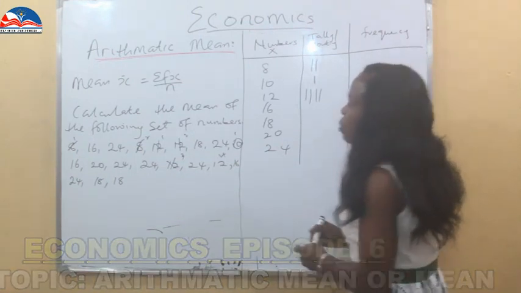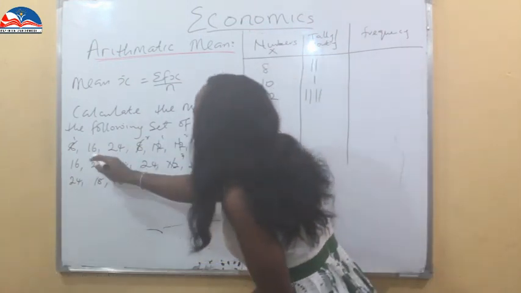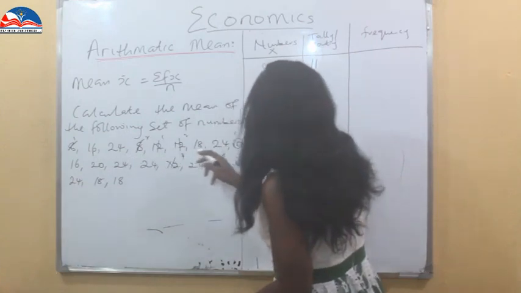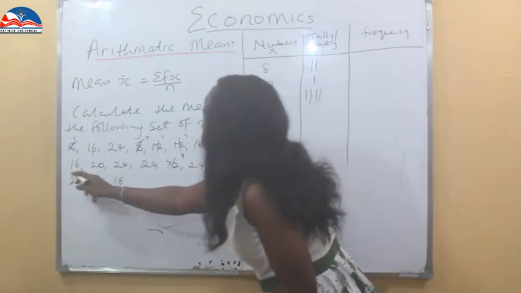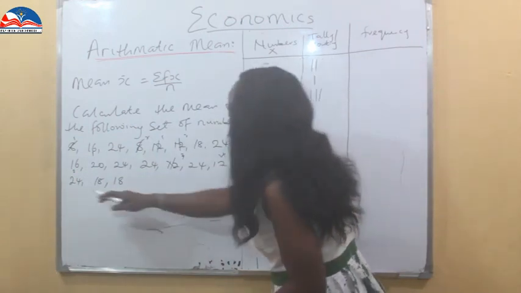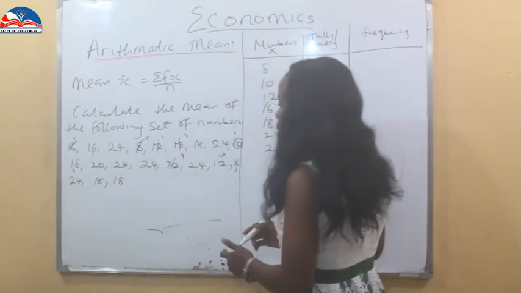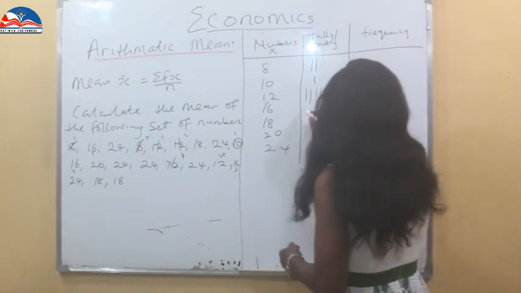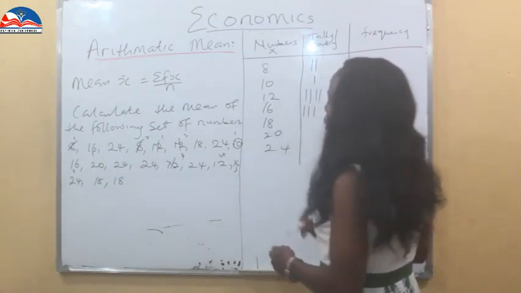Now we come to 16. How many times did 16 occur? You come here, you said 1. You look again, is there any 16? You said, okay, 2. You're looking for 16, you said 3. Okay, I have 16 to be just 3. You come here and said 1, 2, 3.